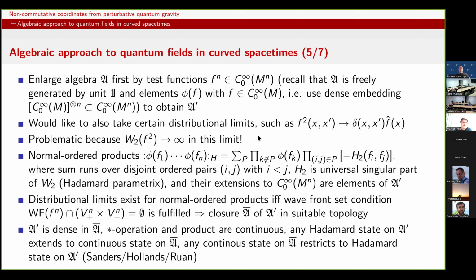And the solution of this is, well, one just subtracts the singular terms and defines so-called normal ordered products. This is a linear combination of products from the algebra that we already have. We take n elements, f1 to fn. We take from this all disjoint ordered pairs i and j. We take the product of all k which are not in this sum of pairs, and for all pairs, subtract the term h2. And h2 is the universal singular part of w2. I don't want to define it here in detail because it gets a bit technical, but it's common to all Hadamard states, thanks to this Hadamard condition. You can see it's just a linear combination of what we have. So these normal ordered products are still all elements of the algebra.